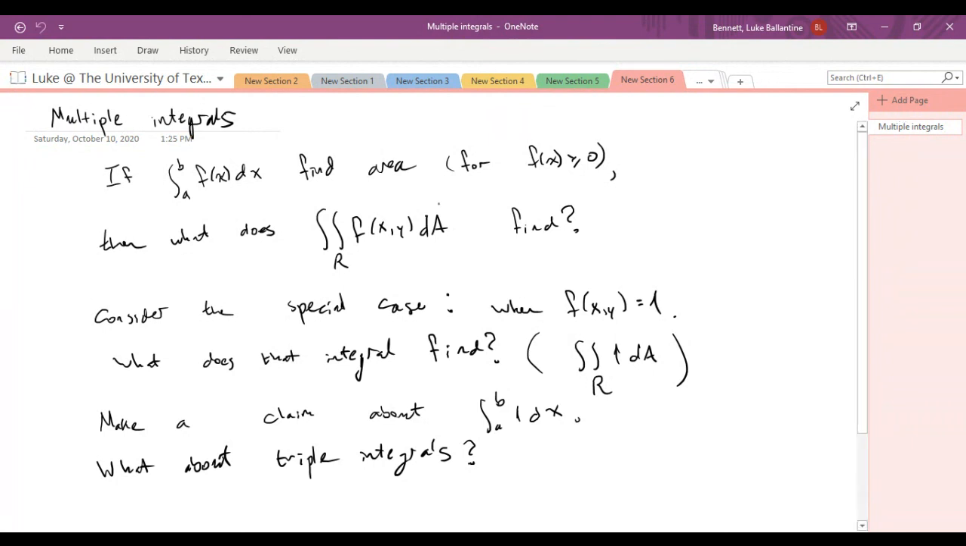But okay, so if the definite integral from a to b of f of x dx finds area, and f of x is greater than or equal to 0, what does the double integral of a function of 2 variables find on some region? I wish people were here so they could answer my questions, but I'm all by myself and I'll have to answer it myself. This finds volume. Okay, when f of xy equals 1, what does the integral find? This integral finds area.